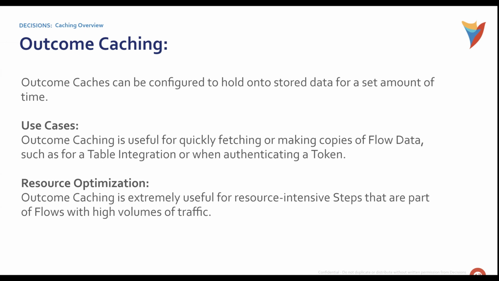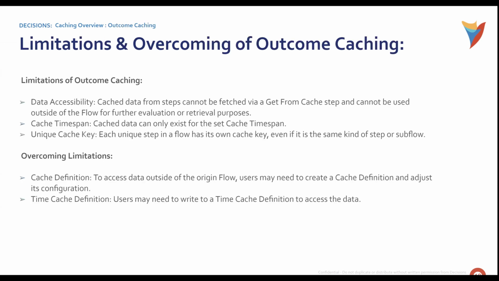Because the cache output is tied to a specific step, it is extremely useful for steps that are resource intensive and are part of flows that have high volume of traffic. As we have different use cases for outcome caching, we do have some limitations hand in hand for the same. Due to the nature of caching the outcome of a step, information that is cached from the step cannot be fetched via the get from cache step.